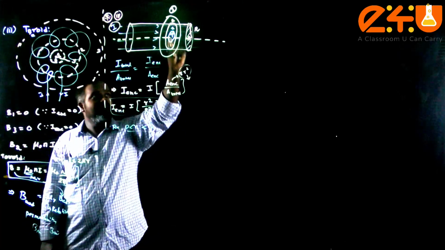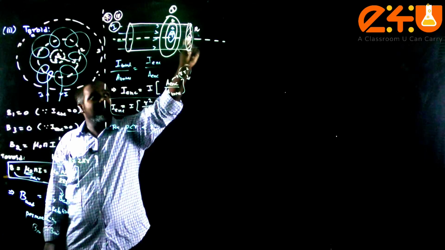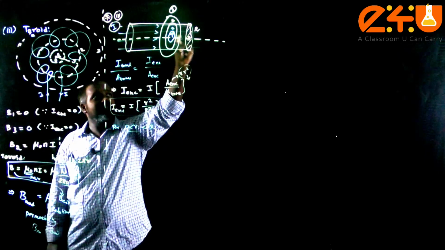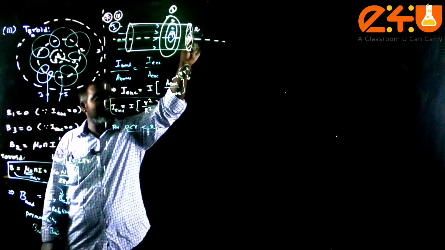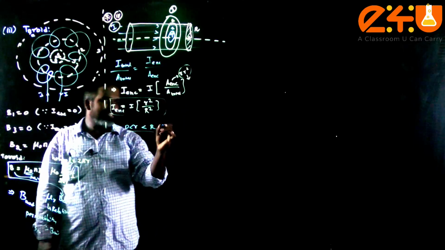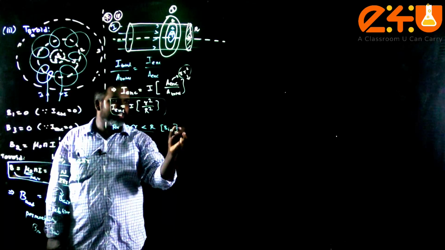So that means small r is not 0 with respect to this axis. Small r is not equal to 0, but small r is less than capital R, the total radius. Therefore, this is an inside point, B in.